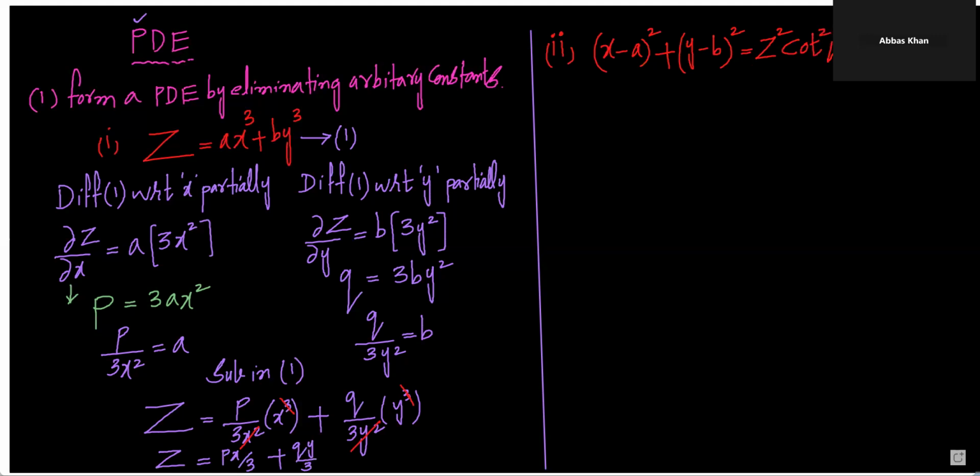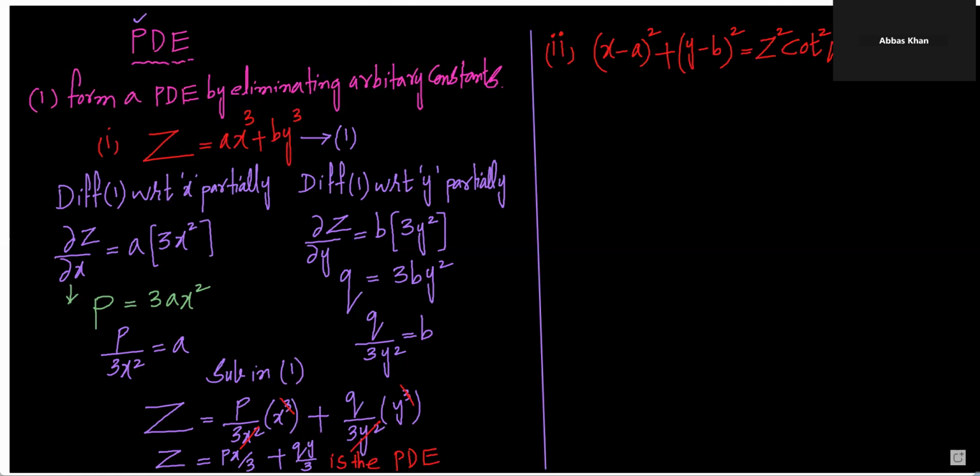Again, our target is to eliminate a and b, and your answer should not contain a and b. Look at that. Is there any a and b here? We don't have. Okay. This is the required PDE. Is that clear? We have to differentiate and eliminate the arbitrary constants from there.